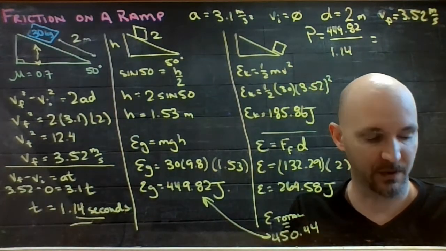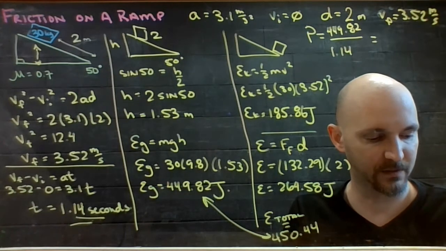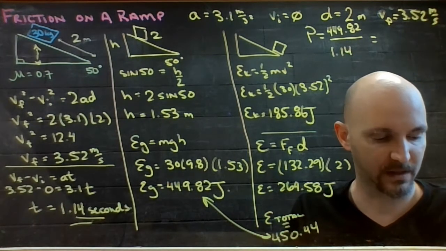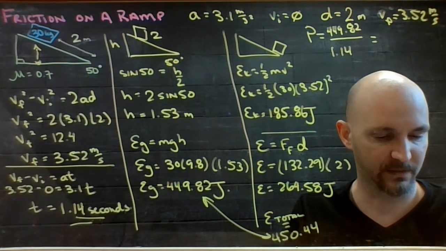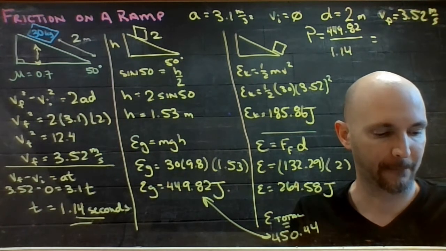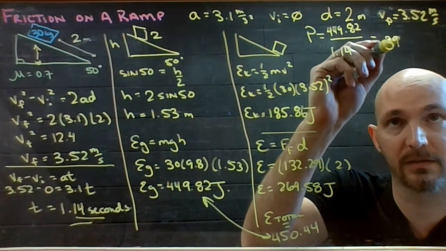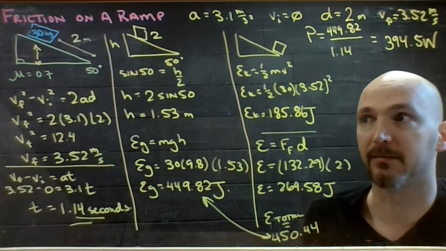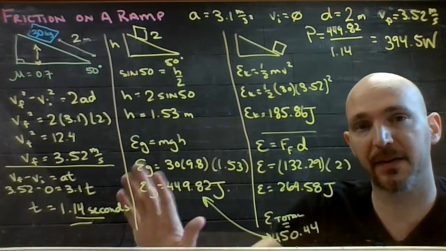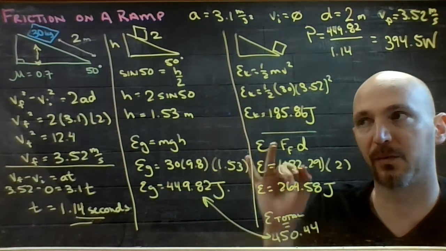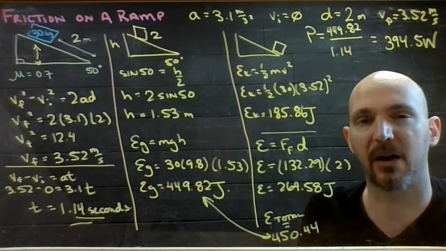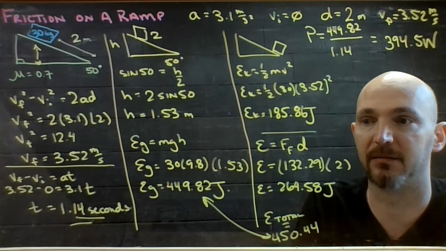So that number, 449.82, divided by the 1.14 seconds, gives me not that. 449.82 divided by 1.14 is 394.5 watts. All right, so thing on a ramp, there's nothing that we don't know. We've got the energies all accounted for. We know the force gradients that made the thing move. We know all the kinematics variables, and we know the time or the power output of this particular machine.